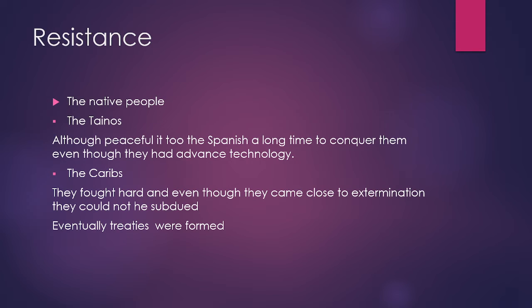So resistance, I will try to say a little less and keep to the slides. So I deal with resistance now that they would have faced, pre and during the Atlantic slave trade. So the native people, the Tainos, although they were known to be a peaceful people, when their hands were tied and they were pushed towards violence, they were violent people. It took the Spanish a very long time to finally conquer them. I think the Spanish eventually did, however, but given how advanced their technology was, it took them quite some time.